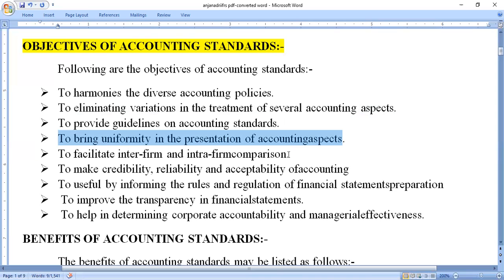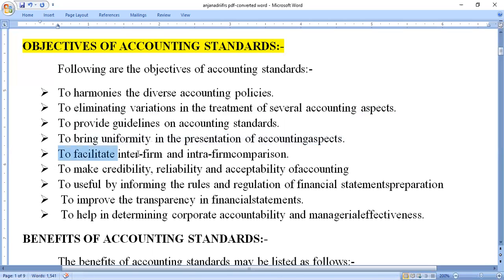Because throughout India, including Jammu and Kashmir, now we are following the same accounting standard. In that situation, there are uniform rules and regulations, which means it is very easy to monitor, very easy to verify, very easy to value each and every account, asset and liability. This usefulness is also given by the accounting standards.